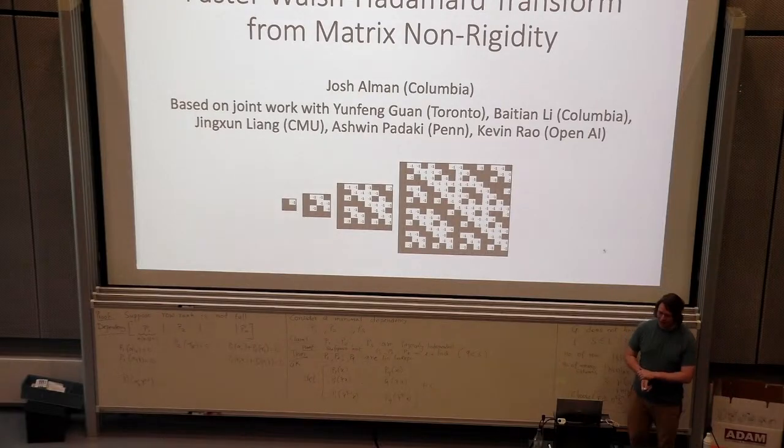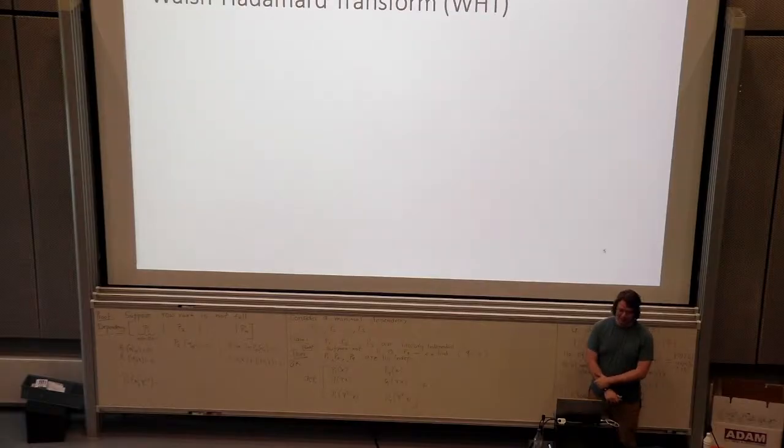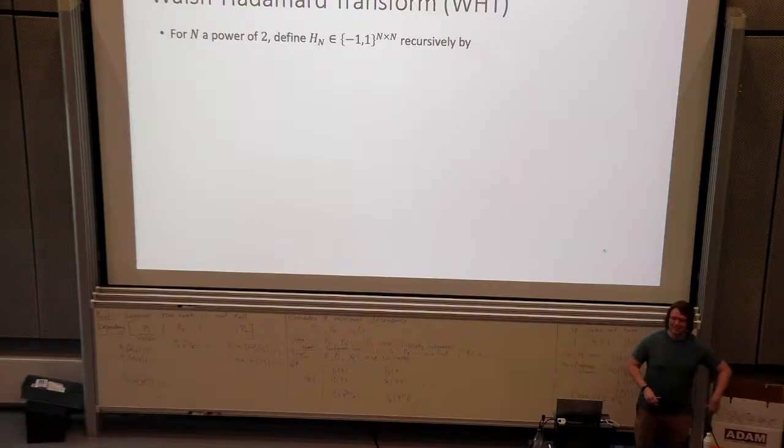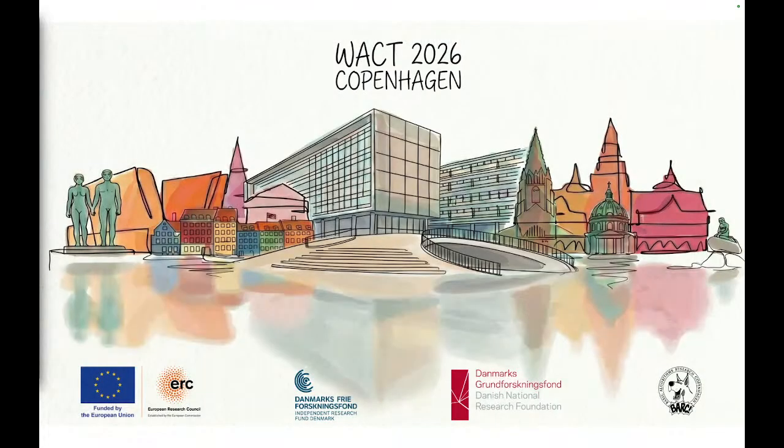Okay, so what is the Walsh-Hadamard transform? It's a family of matrices of size power of 2 by the same power of 2, whose entries are -1s and 1s, defined recursively like this. So here's the 2 by 2 Walsh-Hadamard transform: 1 -1, 1 1.